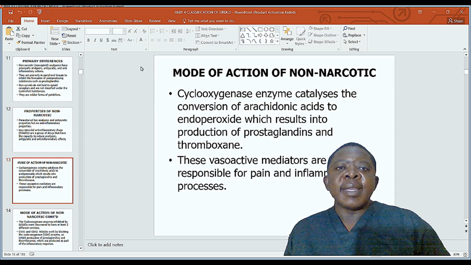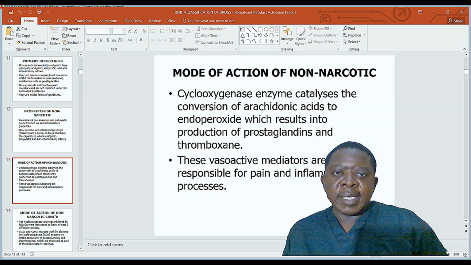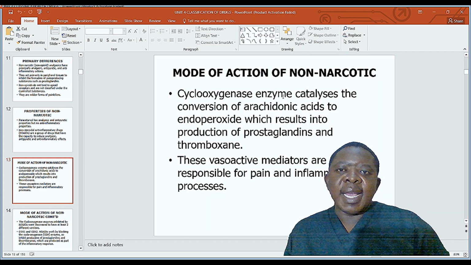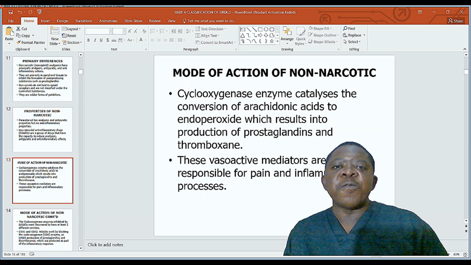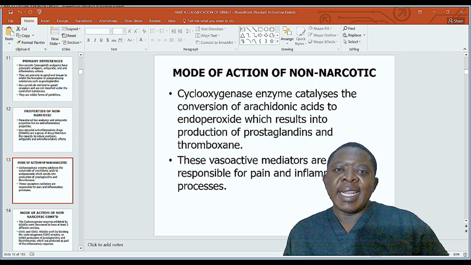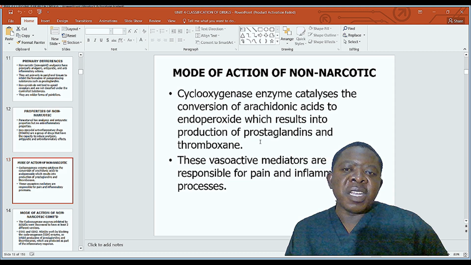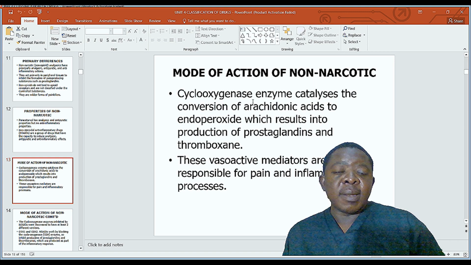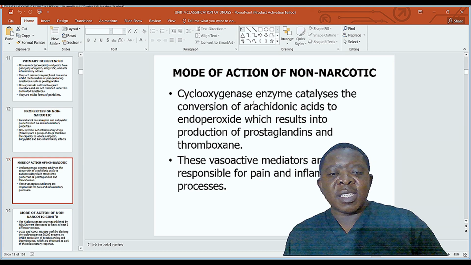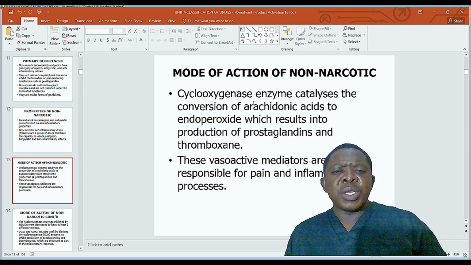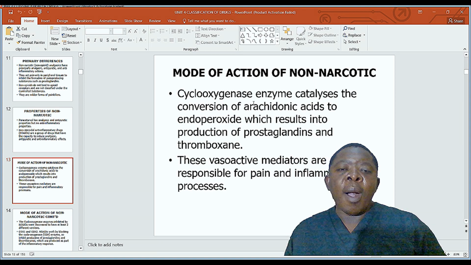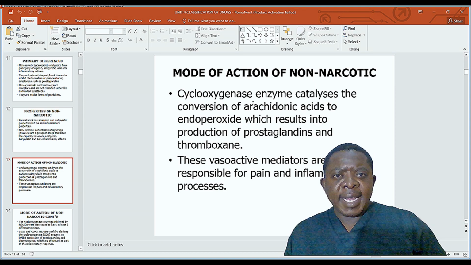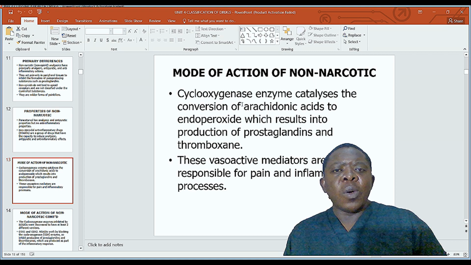The mode of action of non-narcotics is that cyclooxygenase enzyme catalyzes the conversion of arachidonic acid to endoperoxide, which results in production of prostaglandin and thromboxane. You can understand this more nicely in a diagrammatic form when we illustrate that within our board lessons. So it's cyclooxygenase.